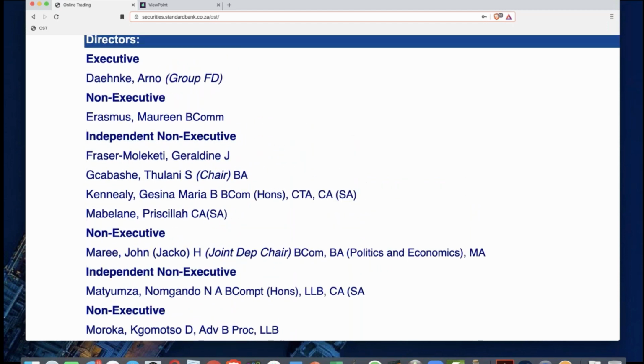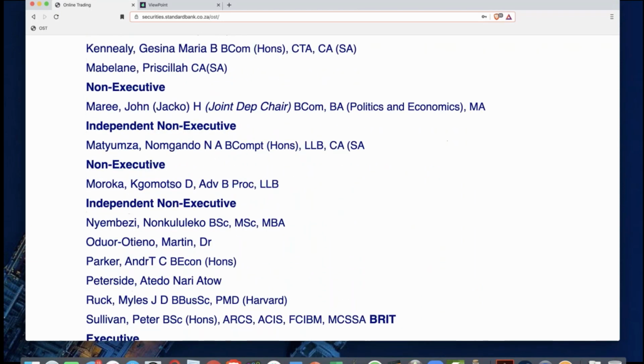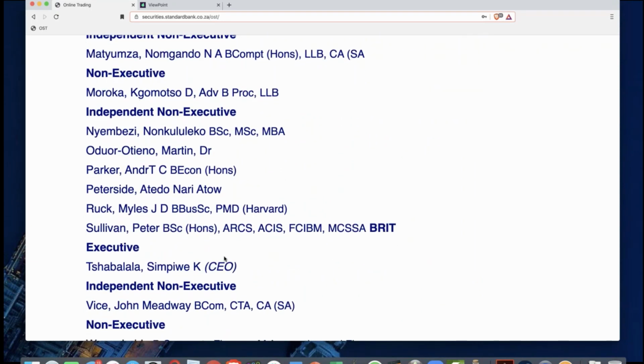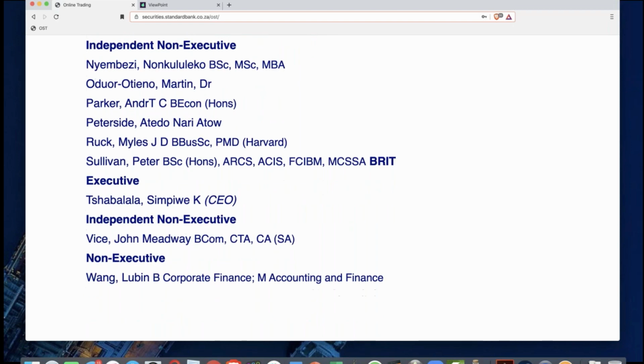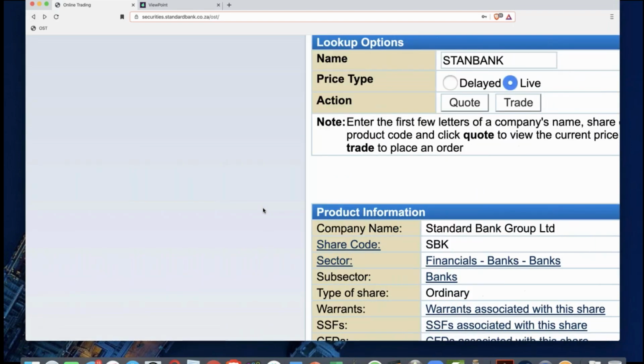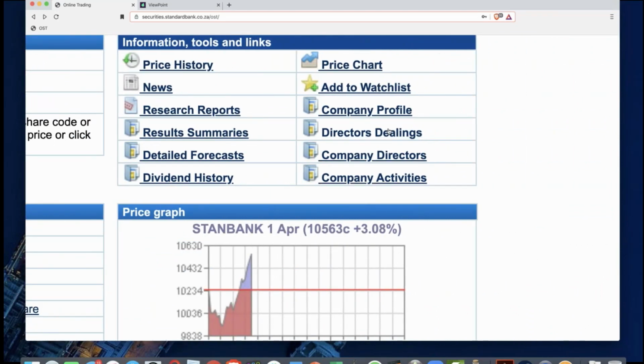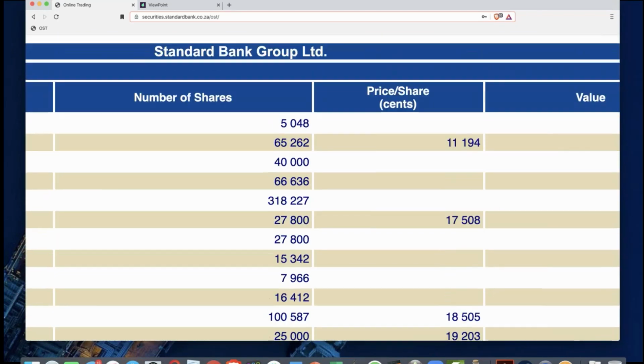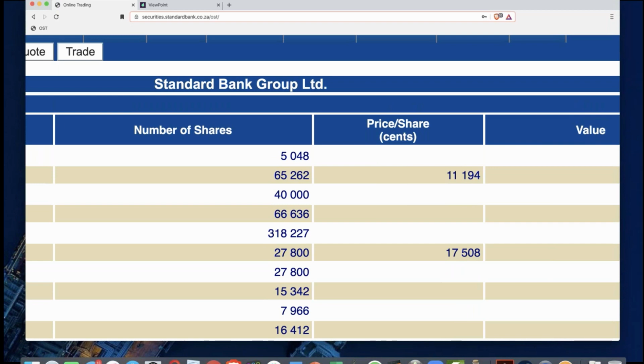But it tells you, for example, Group FD, chair of the board. We've got Sim Shabalala somewhere, who is the chief executive, otherwise there he is. Sim Shabalala, the CEO, etc. So this just tells you who the directors are, and then just above that is directors' dealings, which tells you what they have been buying or selling.